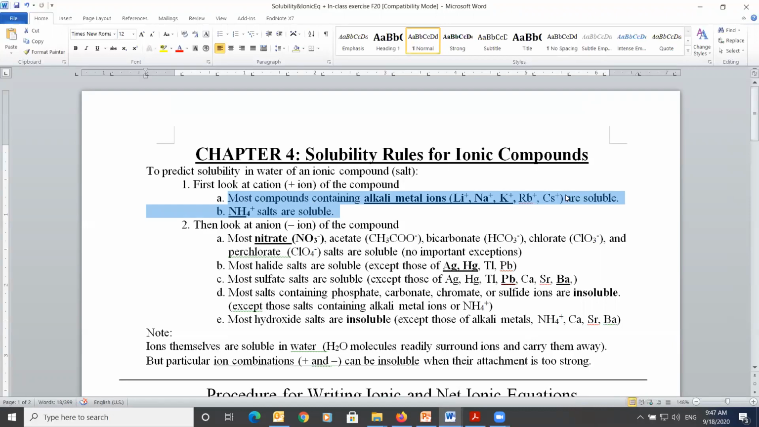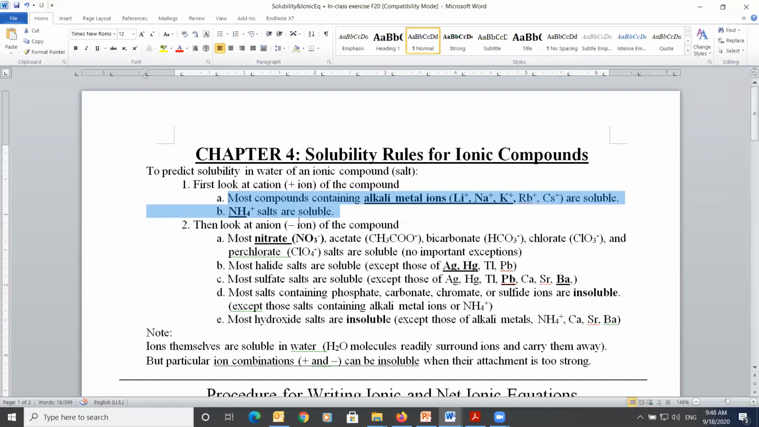All the group 1 elements, when they form an ionic compound, are soluble. So if I check the alkali metal ions, if I see lithium, sodium, potassium, for example, it's soluble, and also ammonium. Ammonium is not group 1, but it behaves very similarly to group 1 in terms of solubility. All ammonium salts are soluble.